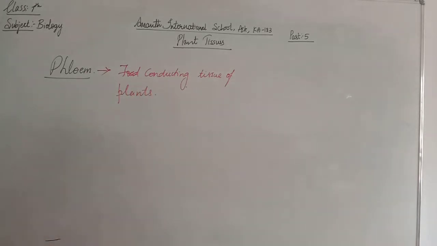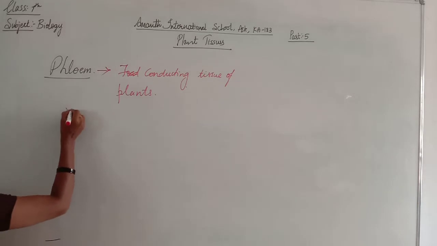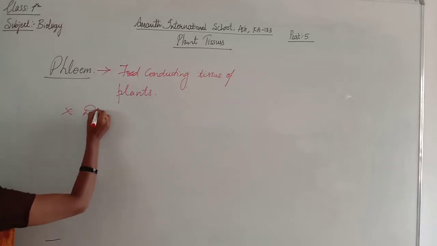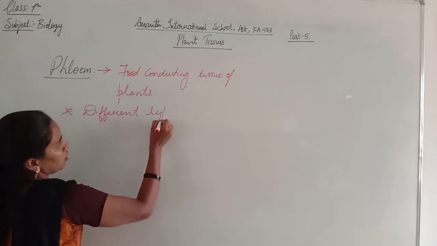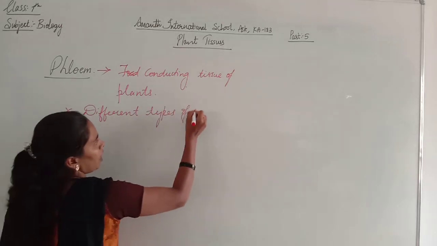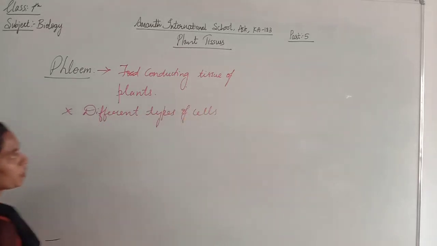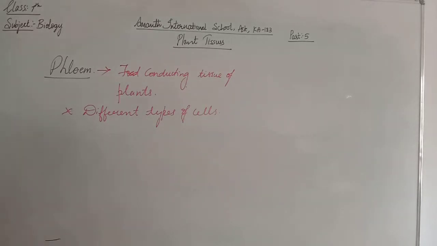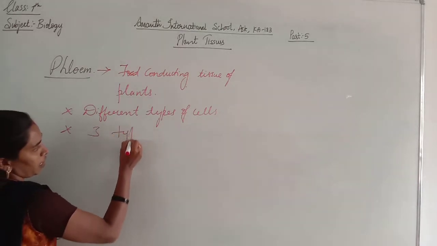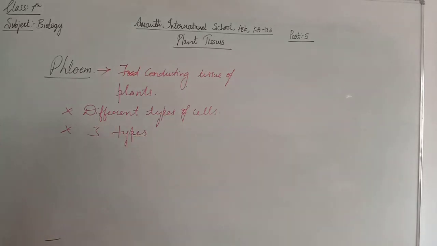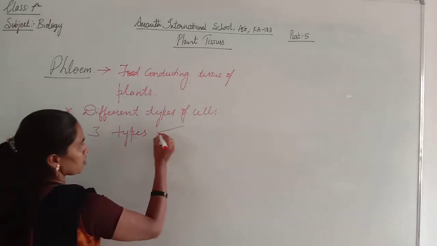So what kind of cells are present in the phloem? In the phloem, different types of cells are present. So what are those different types of cells? In the xylem there are 4 different types of cells, but here in the phloem, 3 different types of cells are present. Which are those 3 types of cells?